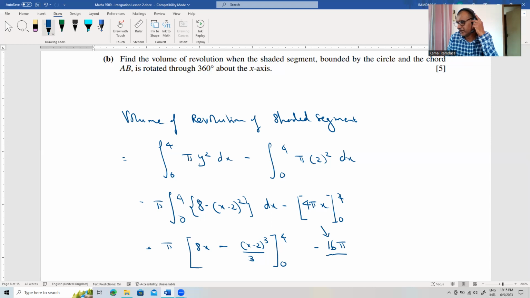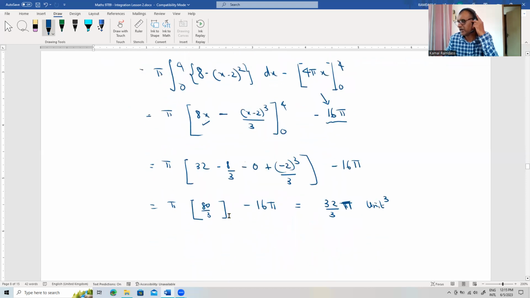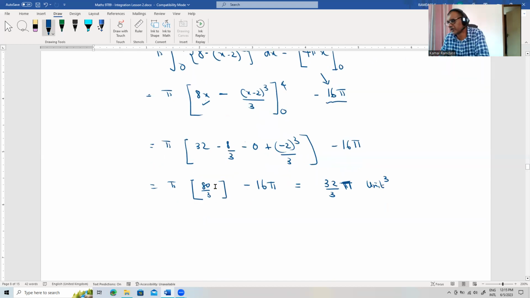And here, the integration of 8 is 8x. Integration of (x minus 2) to the square is (x minus 2) to the cube divided by 3. We get 8x minus (x minus 2) to the cube divided by 3. Here, and I need to evaluate between 0 and 4. And when I evaluate, I get pi multiplied by 80 over 3. Here, it is minus 16 pi. I get 32 over 3 pi unit cube. Remember, volume is unit to the power of 3. Okay?